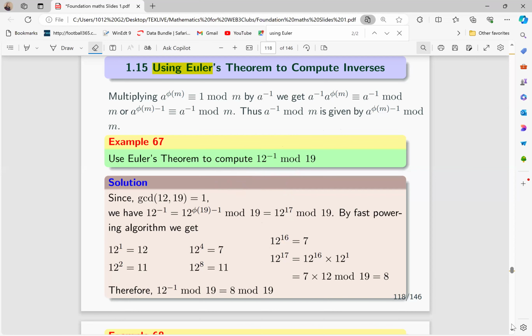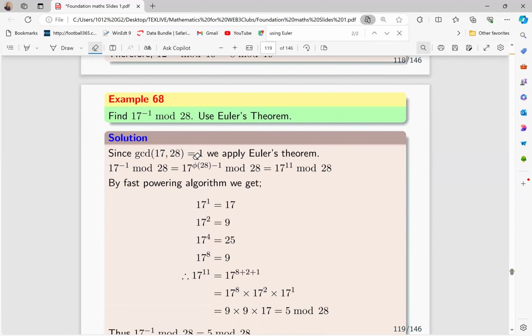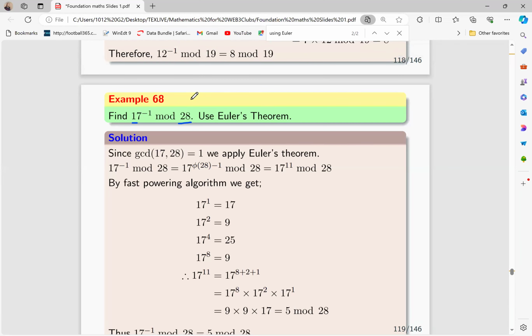Now let's look at the next example. I want to find the inverse of 17 mod 28. Of course, 17 and 28 are relatively prime, so we can go straight to finding the inverse. What does Euler say? We're just using Euler's theorem this time. Euler says that the inverse of 17 is 17 raised to Euler phi of 28 minus 1.